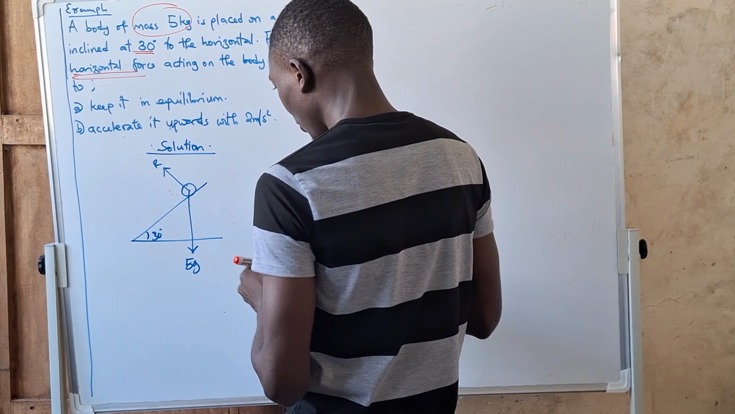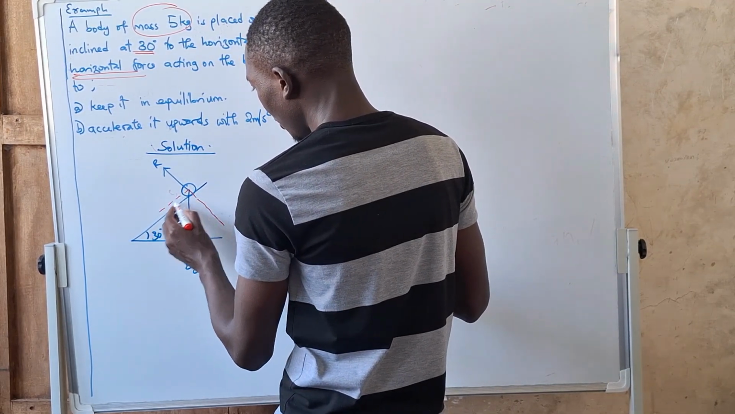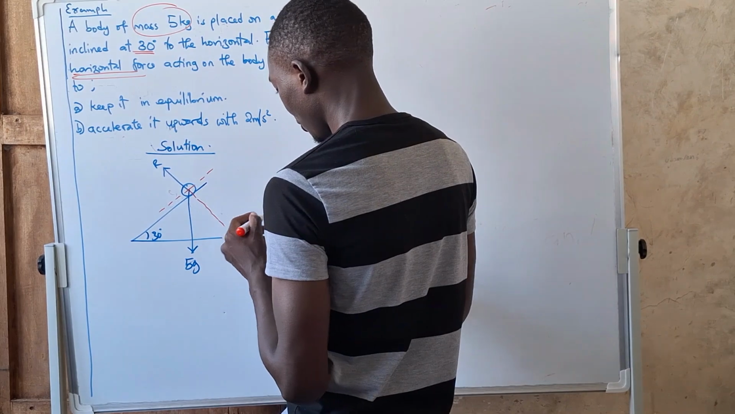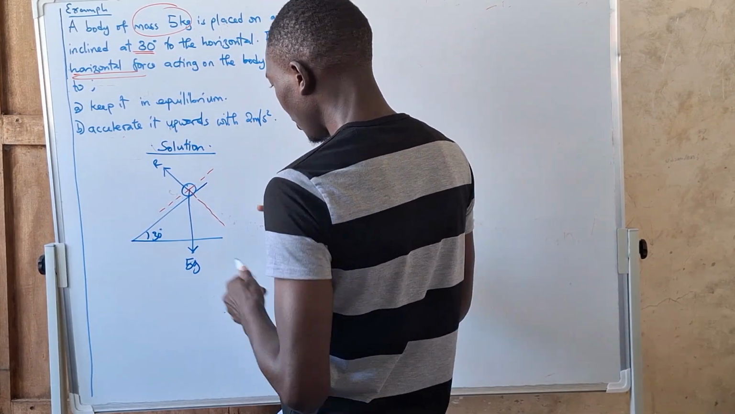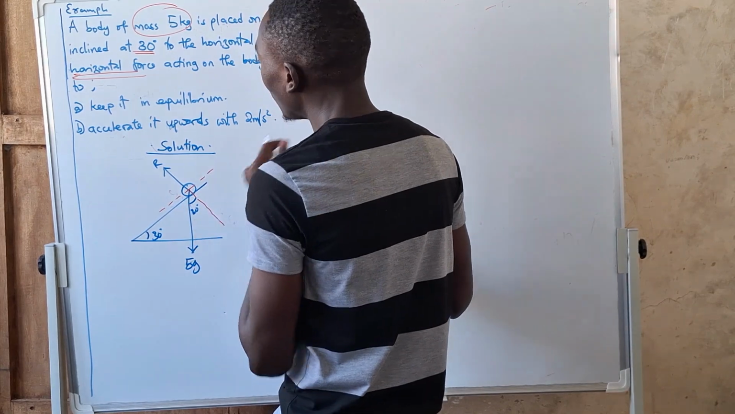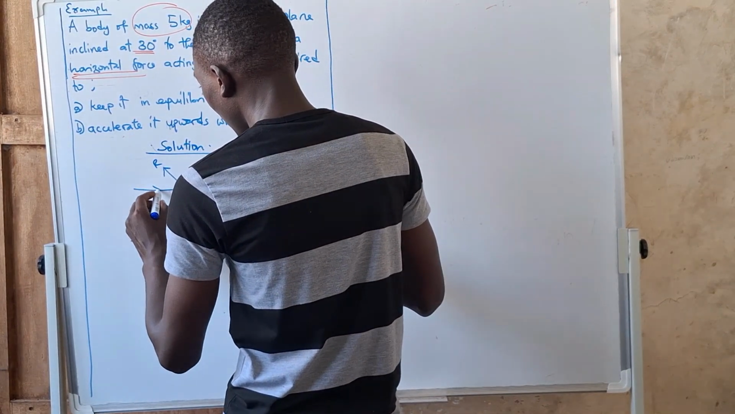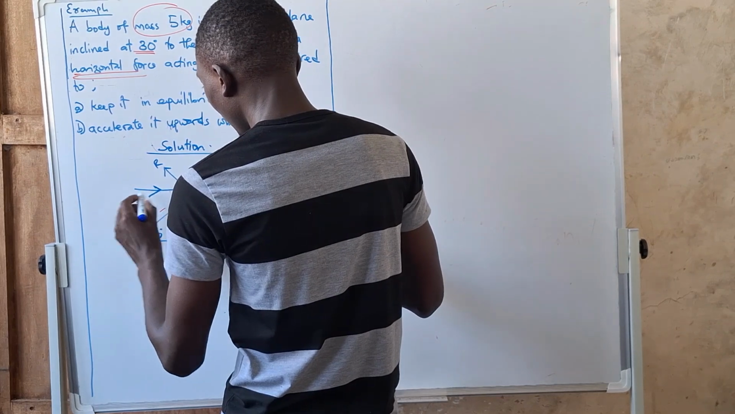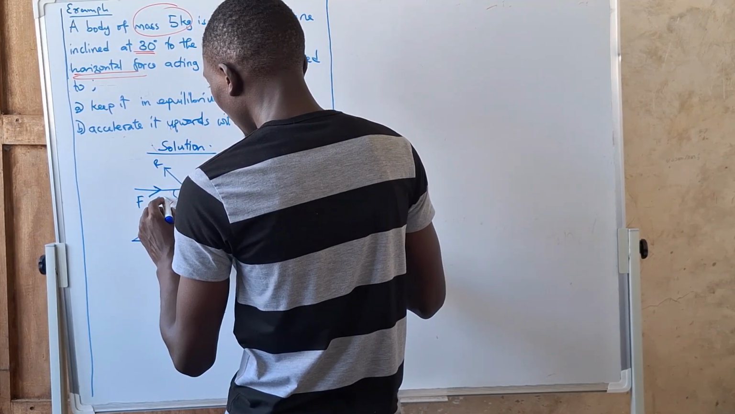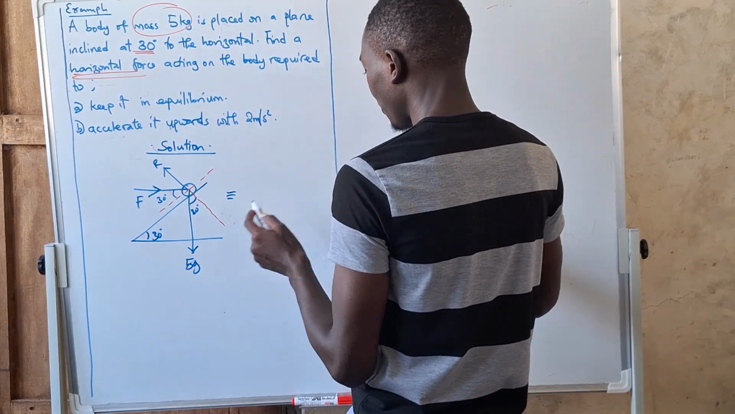So I do not want you to forget that the plane moves along here. So this is an angle of 30 degrees also. And then we have a horizontal force. So say the horizontal force acts along here. So this is F, and then this angle will also be 30 degrees. So it will be good for you to reproduce this.